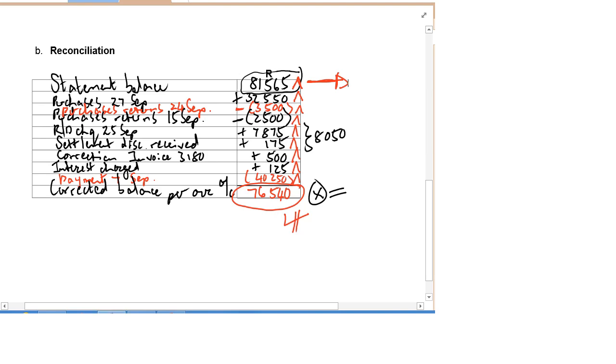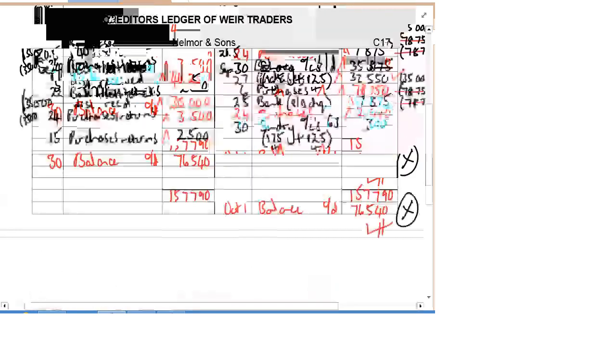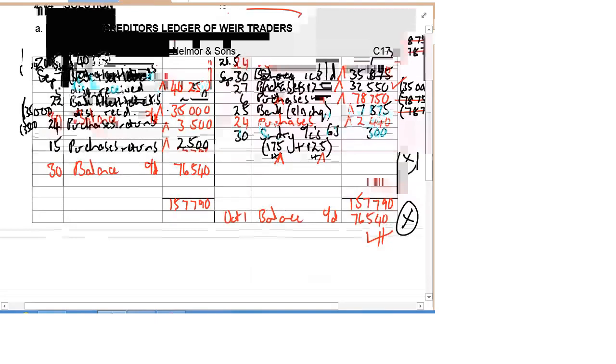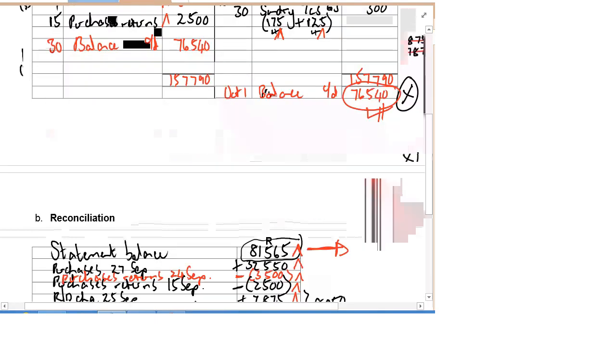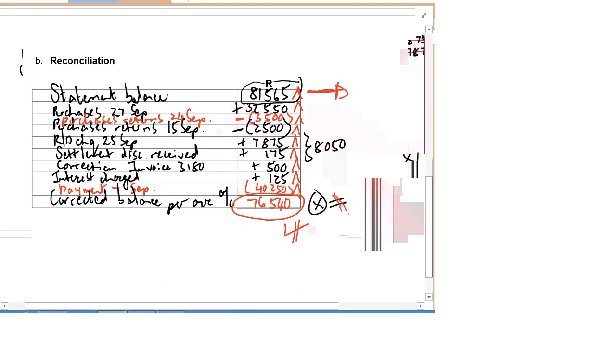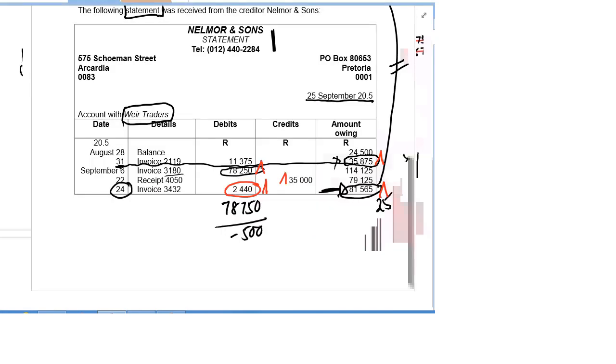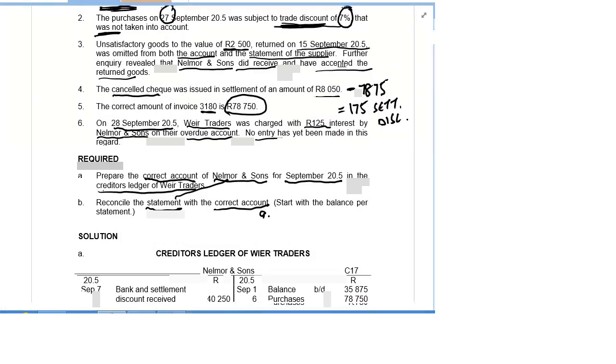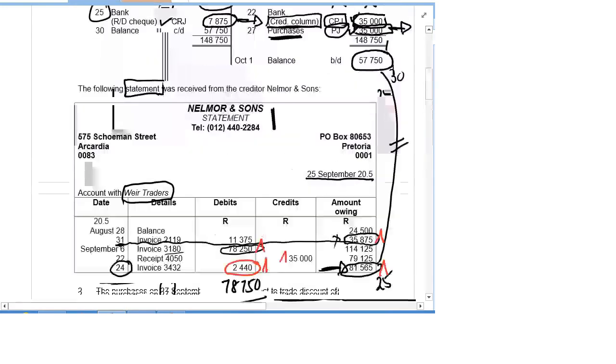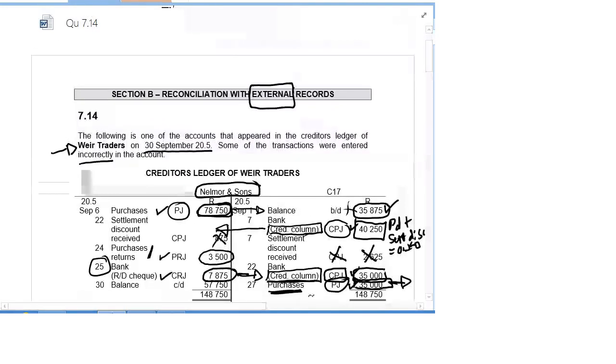So we've now completed the question because we've reconciled our books. We are traders. We've reconciled what we say is owing. We've reconciled that back to what the creditor said was owing of 81,565. And that's what we were required to do in this question. So this question had to do with doing a reconciliation with external records.